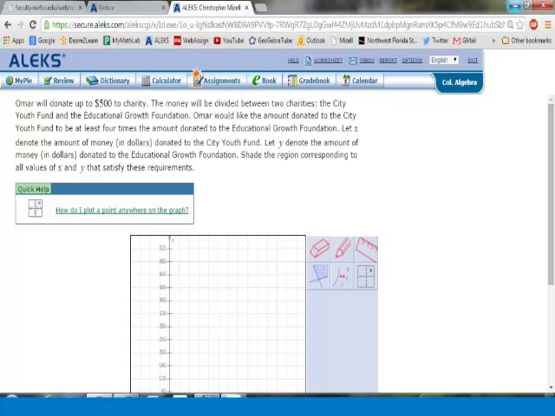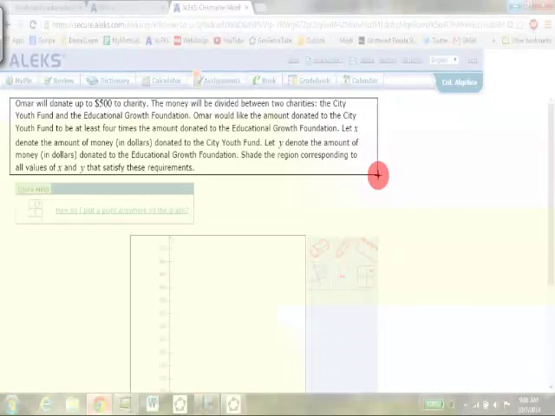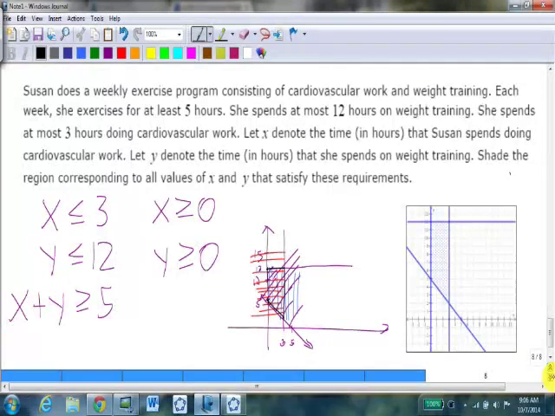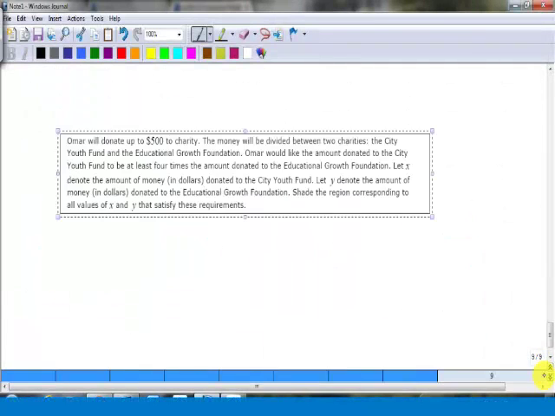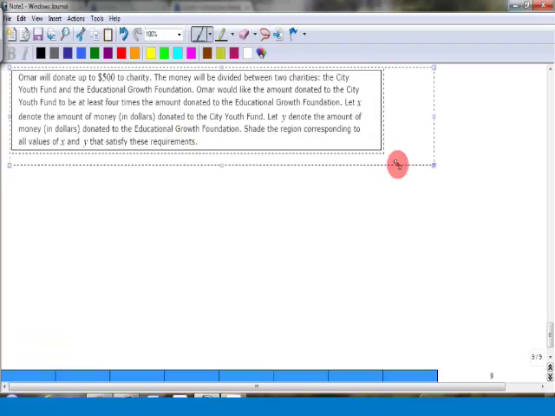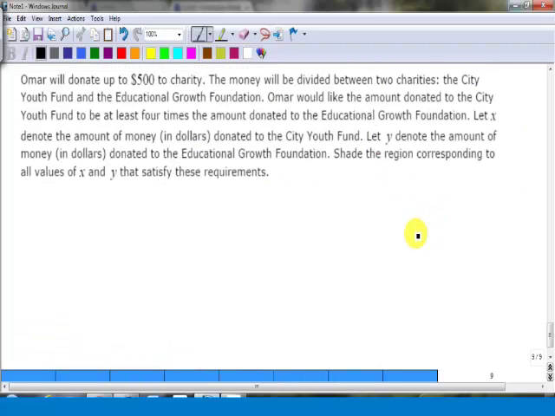We should look at Omar and his charity and just think this through and see if we can get this to work out. So we've got Omar and his intention to donate up to $500 to charity. And there are two different charities. There's the City Youth Fund and the Educational Growth Foundation. And the total, x plus y, needs to be less than or equal to $500.